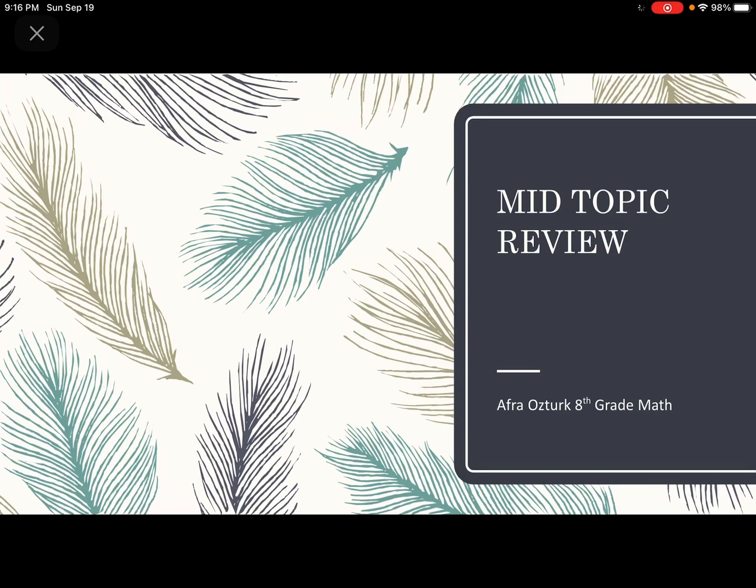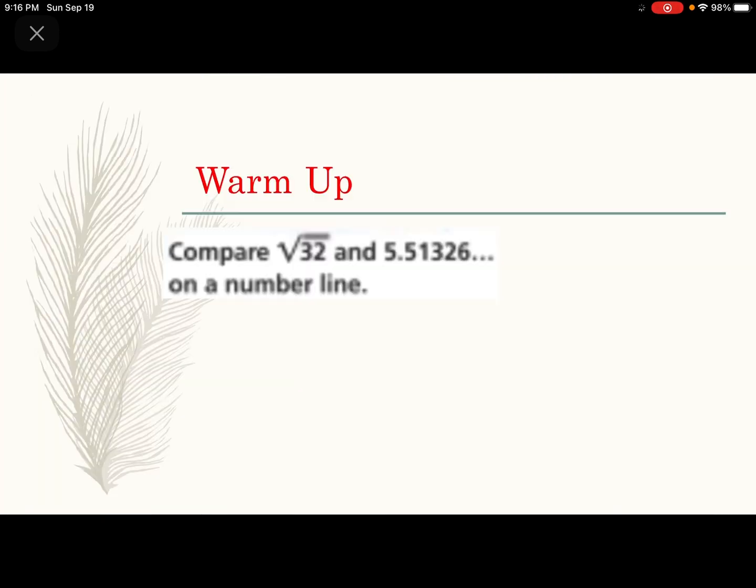Hi everyone. Today we are gonna do review for topic 1 mid topic assessment. Let's start with warm-up question, guys. Compare square root of 32 and 5.51326, and it is repeating randomly, with random numbers, on a number line.